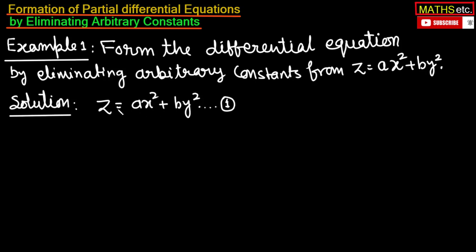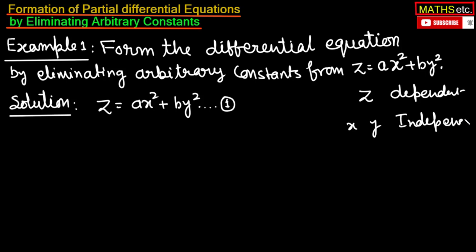Now we have three variables, and whenever there is a relation involving three variables, it means two of the variables are independent variables and the third one is the dependent variable. Unless it has been differently mentioned, whenever the variables involved are x, y, and z, we treat z as the dependent variable, and x and y as independent variables. And since there are two independent variables, the differential equation will be a partial differential equation, right?